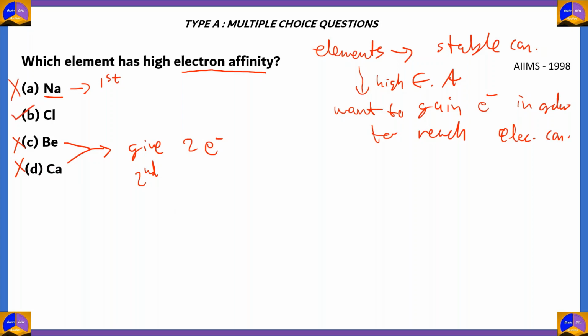Option B is the only remaining option, and chlorine, which is option B, is present in group 17, which is part of the halogen group. And among the halogens, chlorine has one of the highest electron affinities. That's why option B is the right option. Chlorine is the element which has high electron affinity among the following.